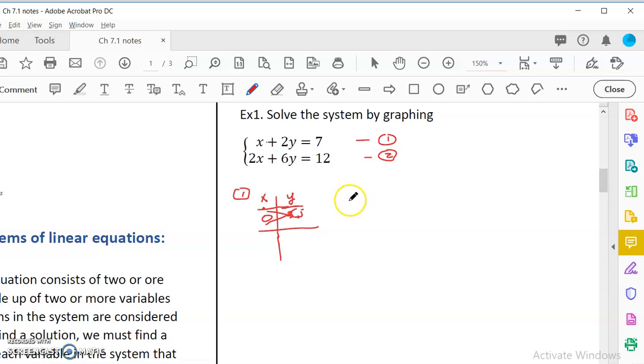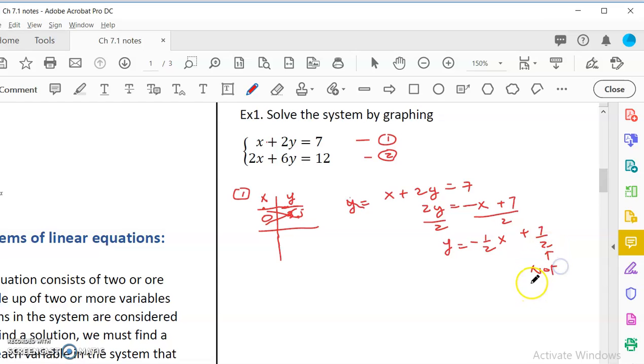You can also change it into slope-intercept form, y equals mx plus b. So you can say 2y equals negative x plus 7, because you subtract x on both sides. Then you divide by 2, so y equals negative 1 half x plus 7 over 2. This is not very good either because it is not accurate, not on the grid. It is not a whole number.